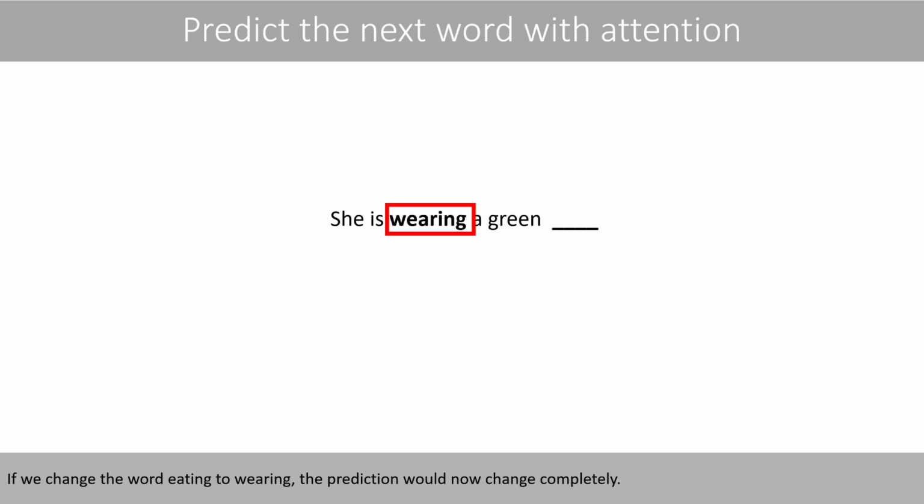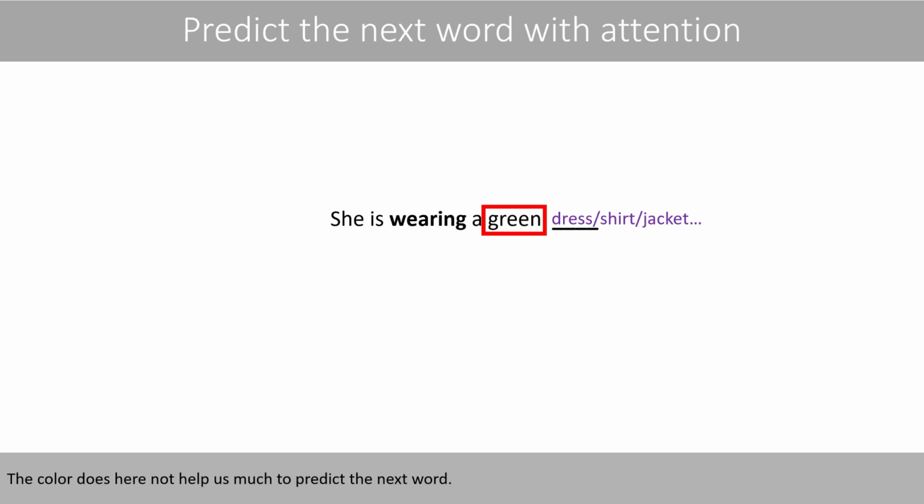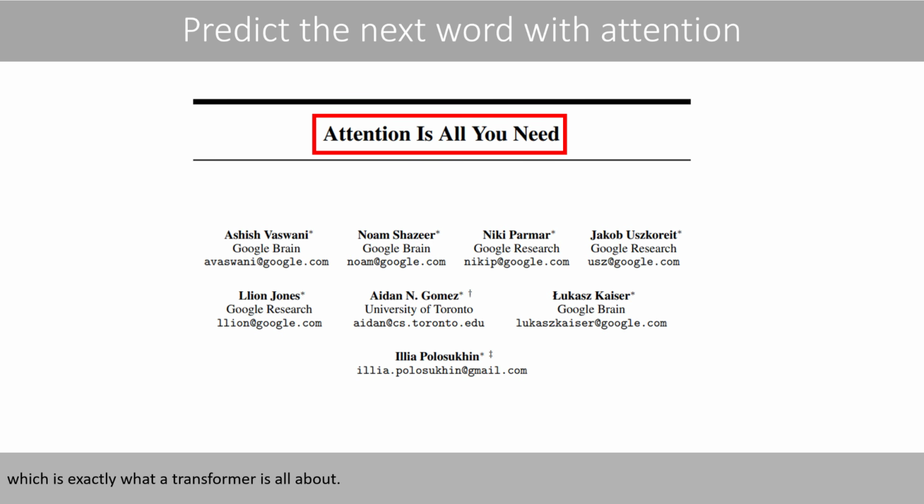If we change the word eating to wearing, the prediction would now change completely. Other words may now fit better. The color does not here help us much to predict the next word. So, to predict the next word in a sentence, we pay more attention to certain words, which is exactly what a transformer is all about.